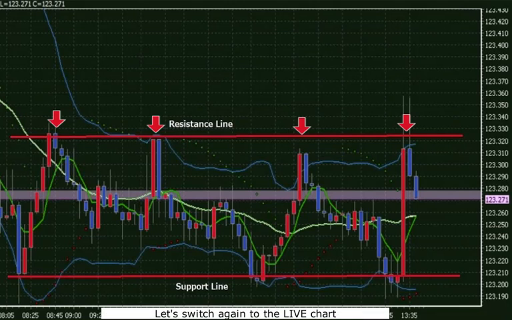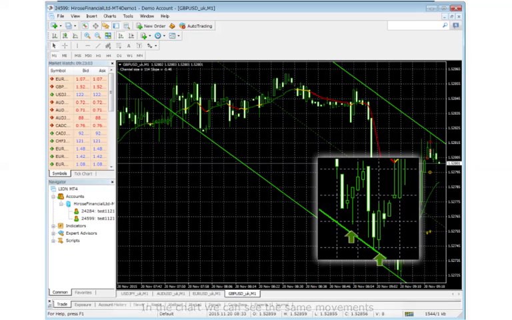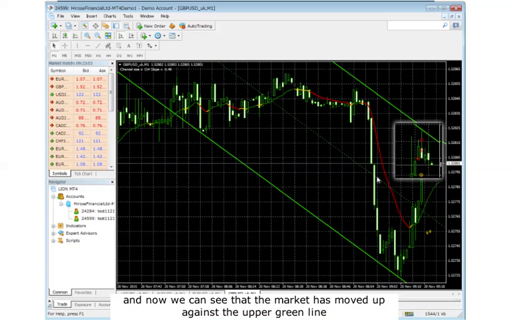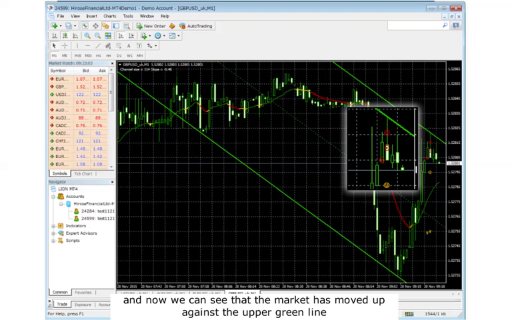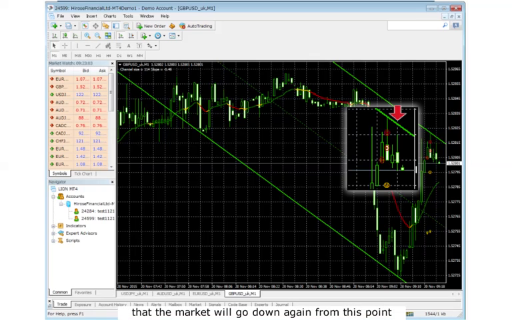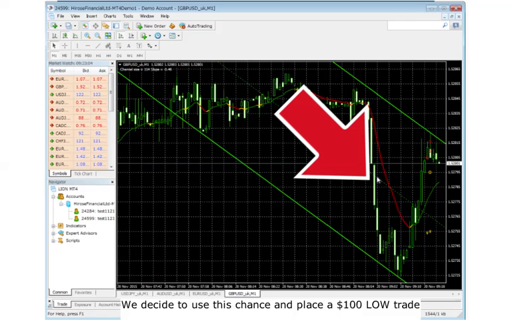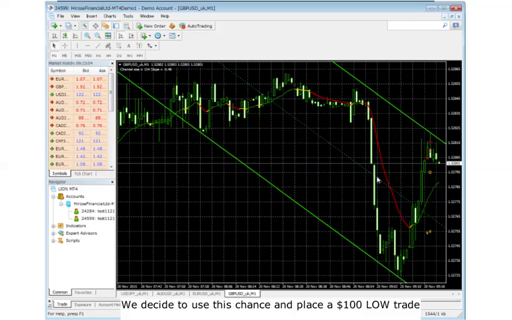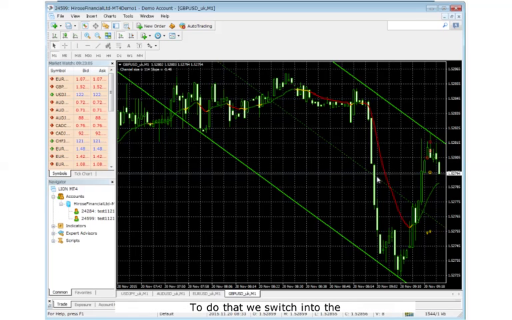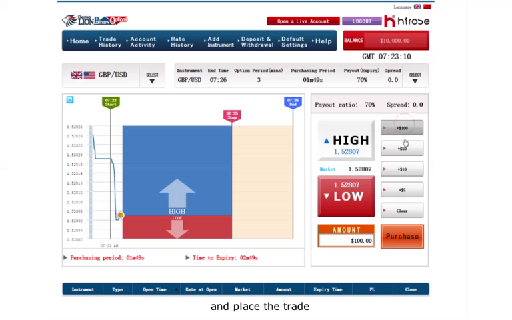Let's switch again to the live chart. In the live chart, we can see the same movements. At the support line, the market moved back up. And now we can see that the market has moved up against the upper green line, the resistance line, which means that it is likely that the market will go down again from this point. As the market is also overall in a downtrend, we decide to use this chance and place a $100 low trade. To do that, we switch into the Line Binary Options web platform and place the trade.